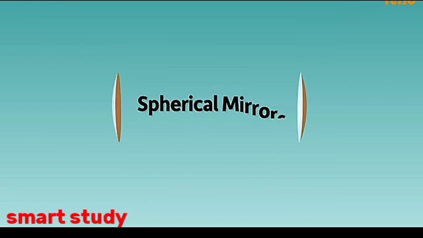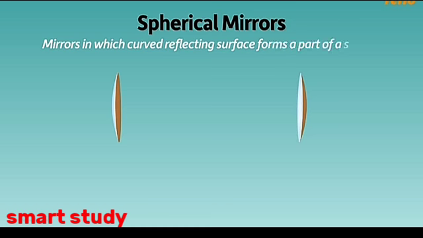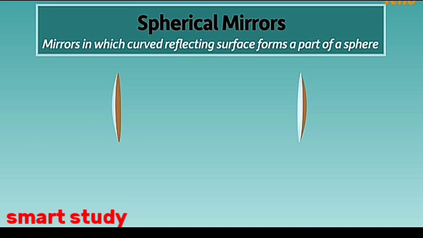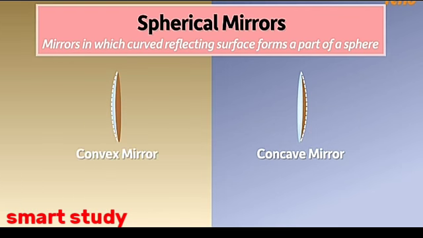Let's find several terms related to spherical mirrors. What are spherical mirrors? Mirrors in which the curved reflecting surface forms a part of a sphere are called spherical mirrors. Spherical mirrors can be of two types. One in which the reflecting surface is curved inwards, they're called concave mirrors, and the others in which the reflecting surface is curved outwards, they're called convex mirrors.